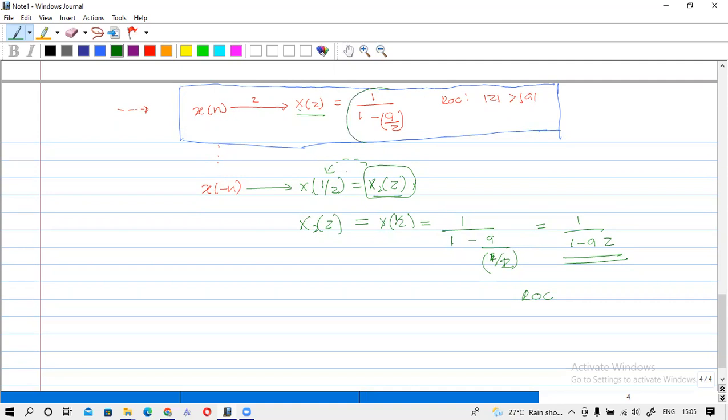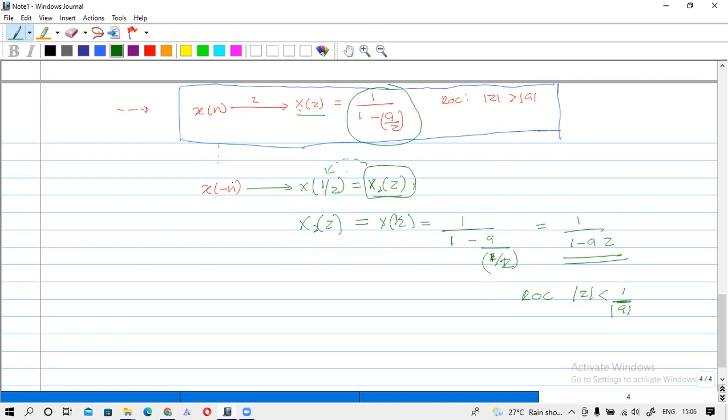X is okay. Now I have told you that the ROC will be 1 by R, that means 1 by A, but it will interchange the region. So here Z is greater than, but here Z will be less than. The magnitude of Z will be less than 1 by A. This is the idea actually.